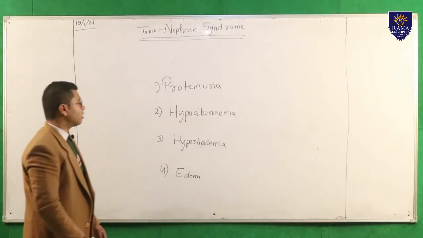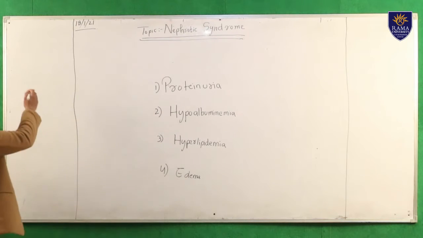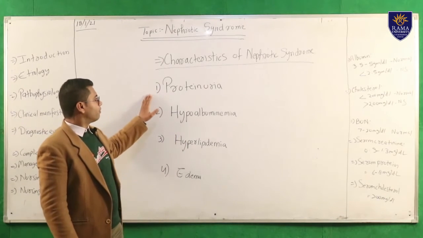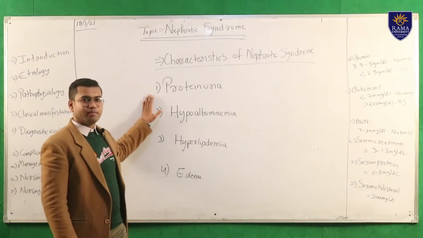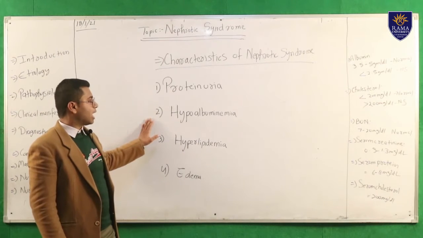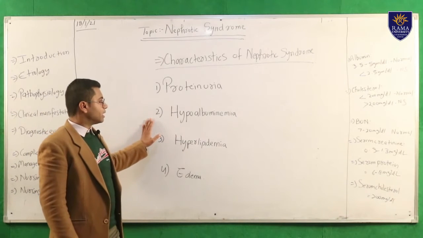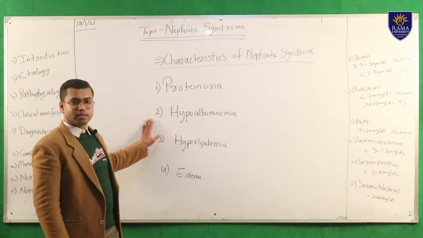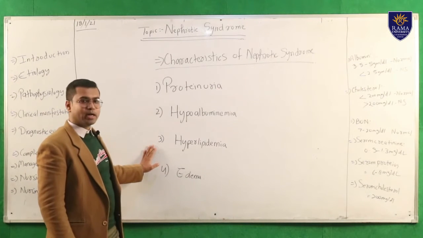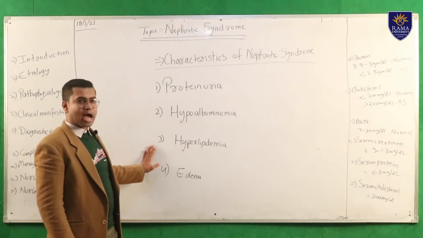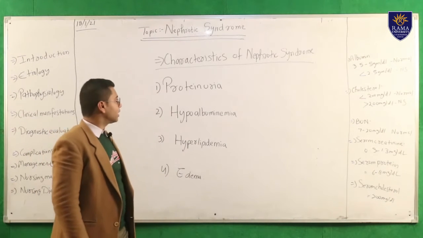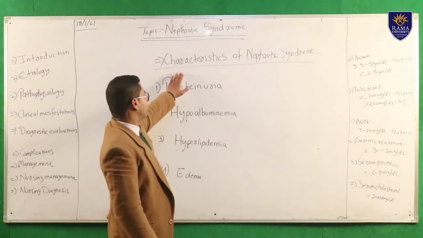So this was all the introduction about nephrotic syndrome. We have seen the characteristics of nephrotic syndrome. First one is proteinuria, meaning protein in the urine. Next one is hypoalbuminemia, meaning a low level of albumin in the blood. Next one is hyperlipidemia, meaning high levels of blood lipids. The next one is edema.